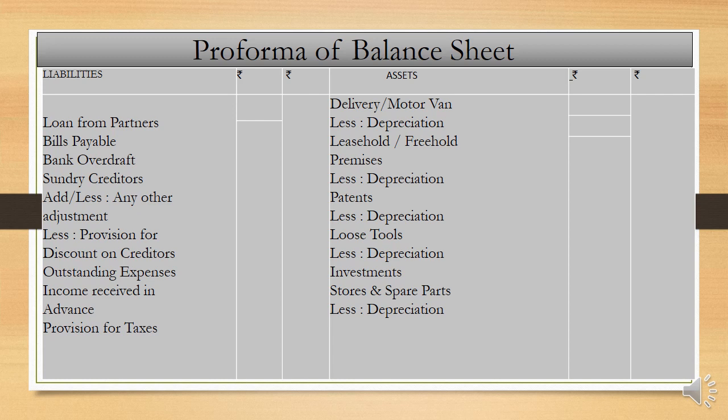Now let's see the assets. Delivery or motor van, I think it is clear to you, that is a fixed asset. Leasehold or freehold premises. Leasehold premises means we have taken the premises on a rental basis for a particular period of time, that is known as the leasehold.